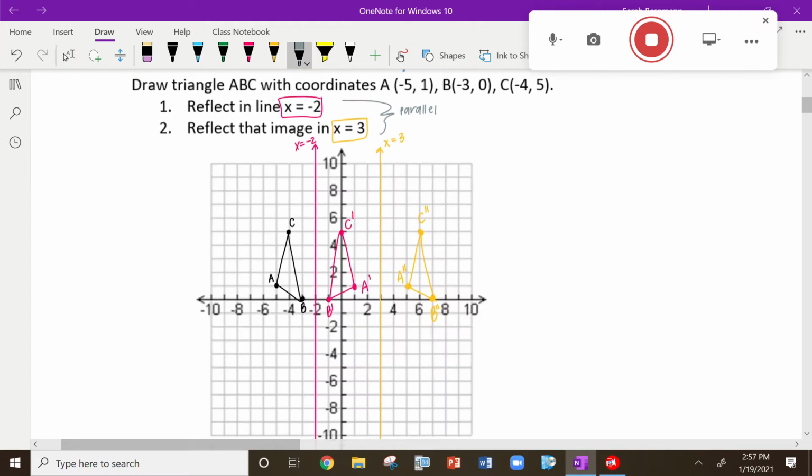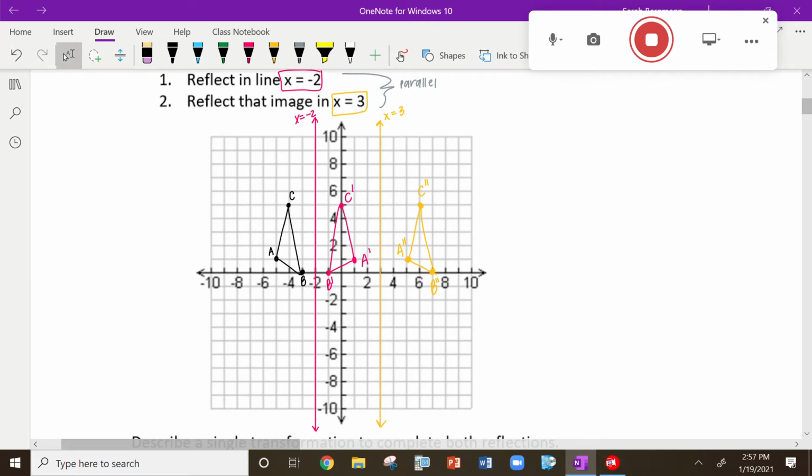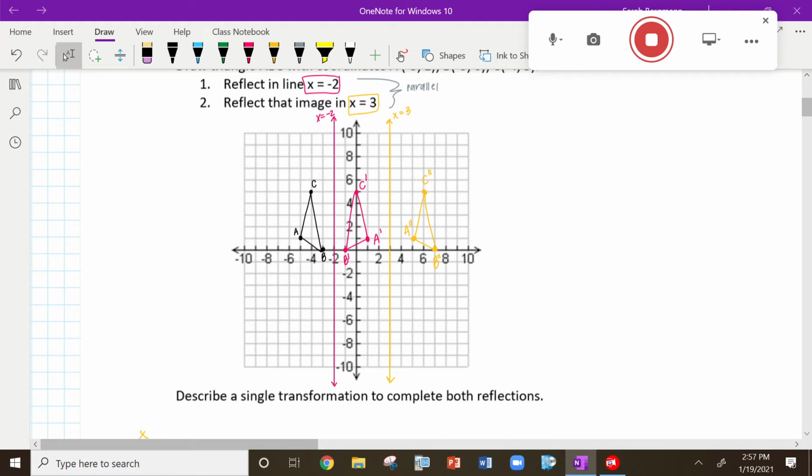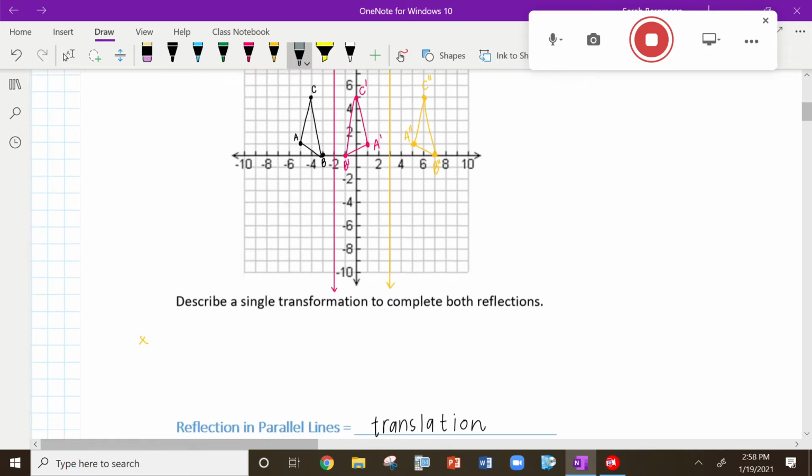All right, check your work. Next, I want you to look at this and see if you can figure out a single transformation that would complete both reflections. So I want you to see what transformation could take you directly from this first triangle to the final image. What transformation could you use to get from the first triangle to the final image? All right, check your answer.